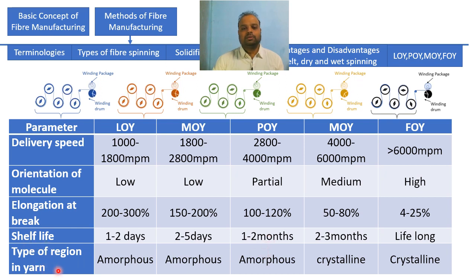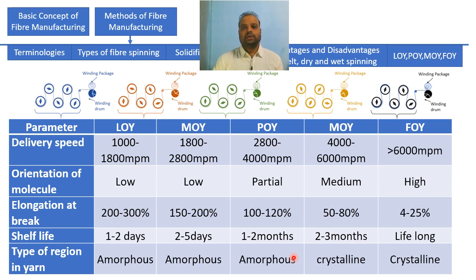Now let's talk about the different types of regions present in each type of yarn. The amorphous regions are higher in number in case of LOY yarn. Amorphous regions are comparatively more than crystalline regions in case of MOY yarn. Amorphous regions are dominating compared to crystalline regions in case of POY yarn. But in case of HOY yarn, crystalline regions are higher relative to amorphous regions. Similarly, in case of FOY yarn, crystalline regions are much higher, right?